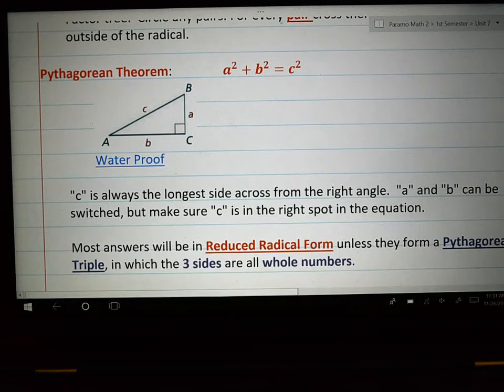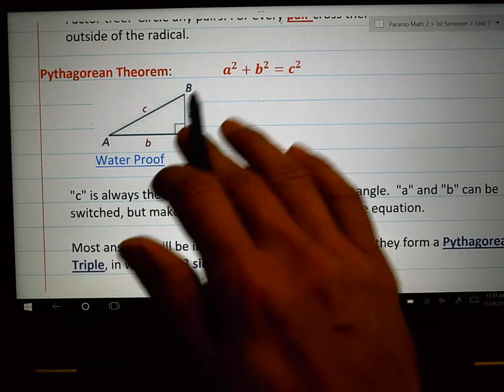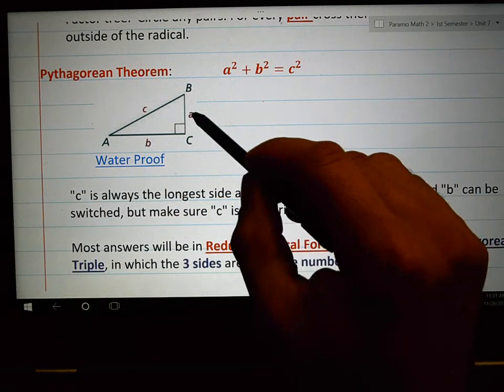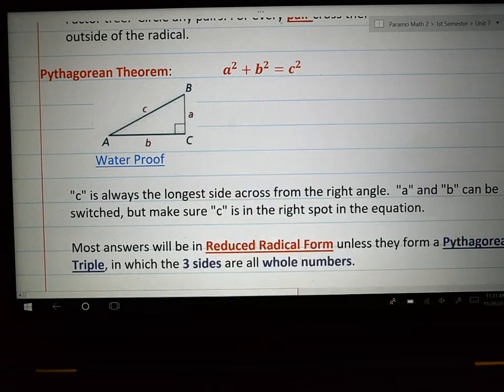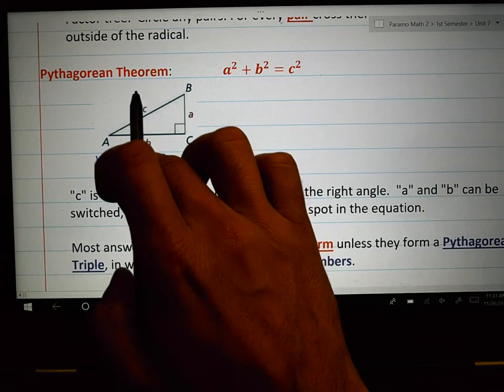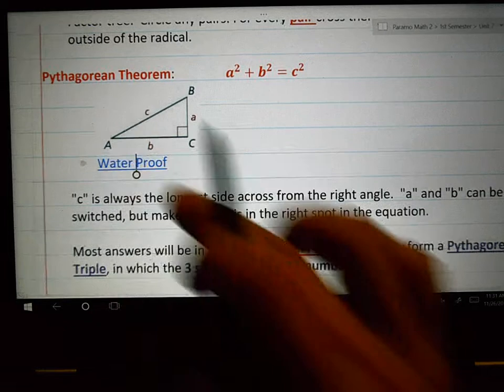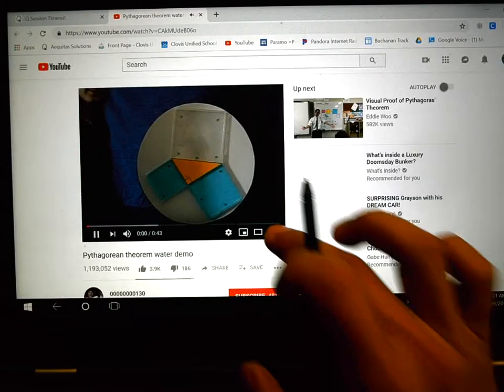The other thing that we get to cover is the Pythagorean Theorem. The good thing about that is you covered that in 8th grade. A squared plus B squared equals C squared. It's where the two legs squared added together will equal the hypotenuse squared. And there's this neat little proof that I found on the internet. Let me see if I can pull it up for you.